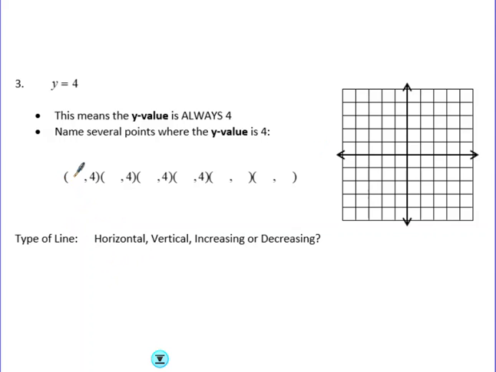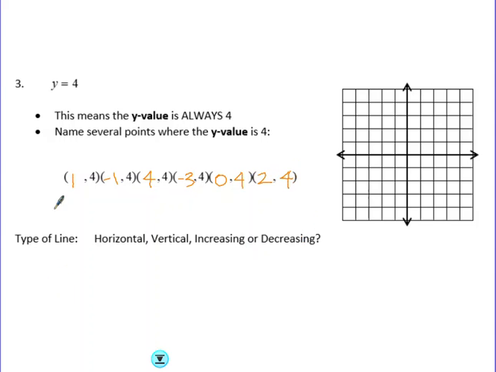So you could choose 1, you could choose negative 1, you could choose 4, you could choose negative 3, you could choose 0, and remember the y value is always 4. You could choose 2, and then the y value is always 4. You can pick any number you want for x.